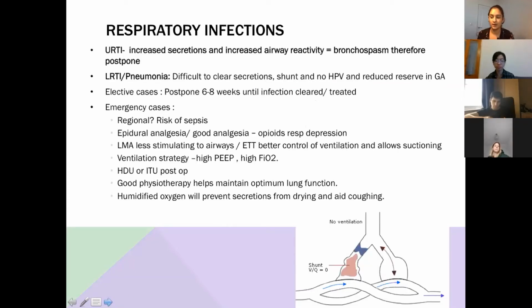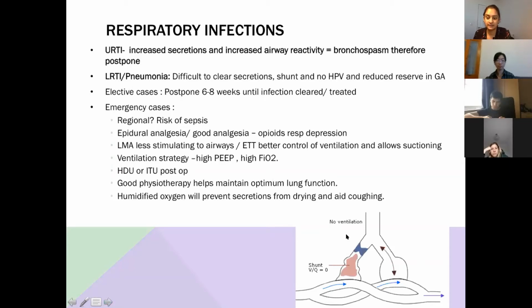So let's talk about the pathology now. Upper respiratory tract infections can cause increased secretions and increased airway reactivity, and that increases the risk of bronchospasm. Lower respiratory tract infections such as pneumonia make it difficult to clear the secretions. Sometimes patients even have a complete whiteout in one of the lung fields. So it's important to optimize these patients before surgery.